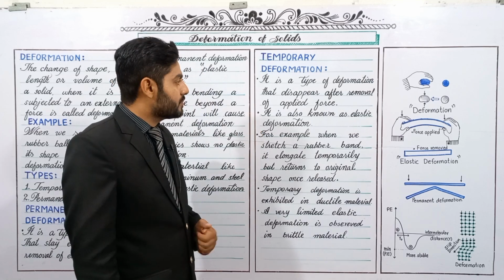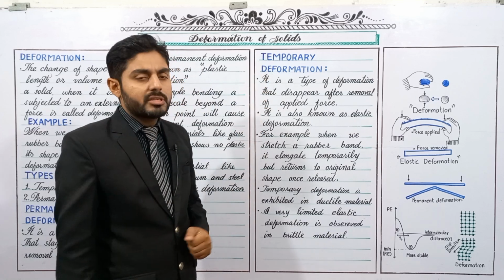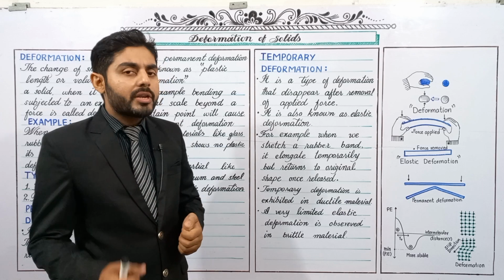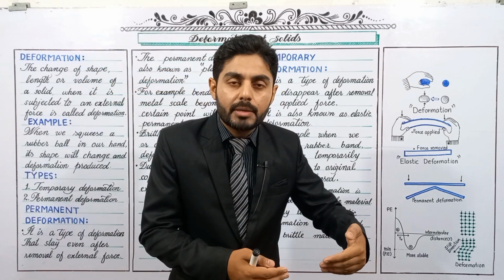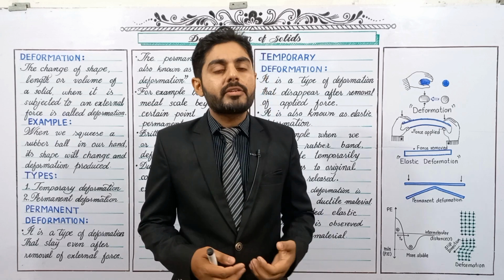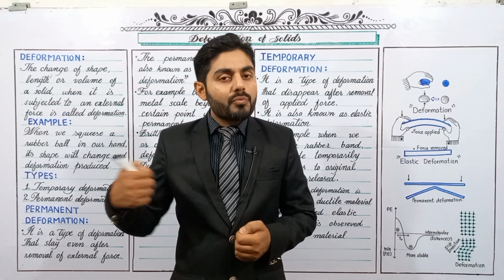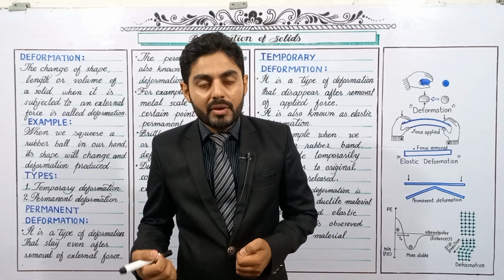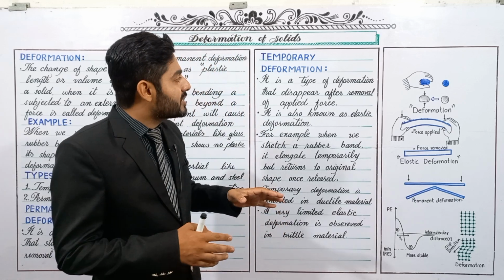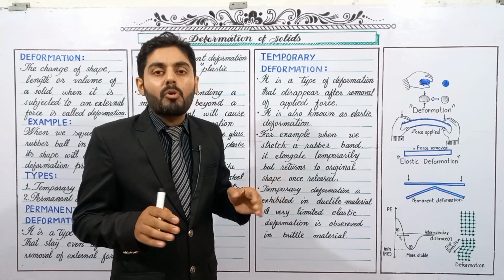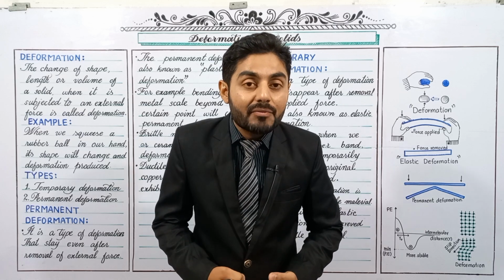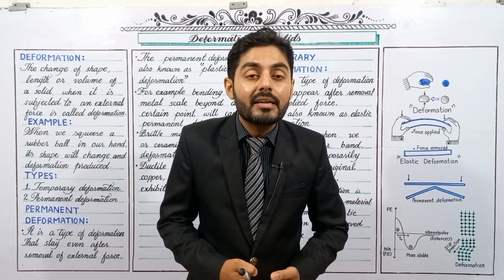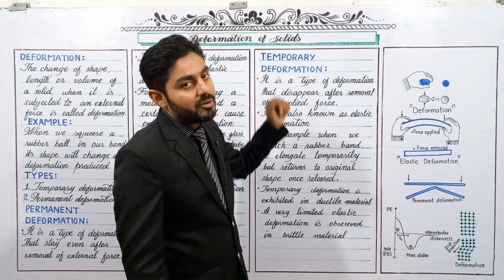What is temporary deformation? It is clear from its name, it is temporary. When you apply a force on the body, there are some changes. It may be in length, in volume, or in shape. But when we remove the applied force, the changes are removed. The body will go back to its original shape. This kind of deformation is called temporary deformation.